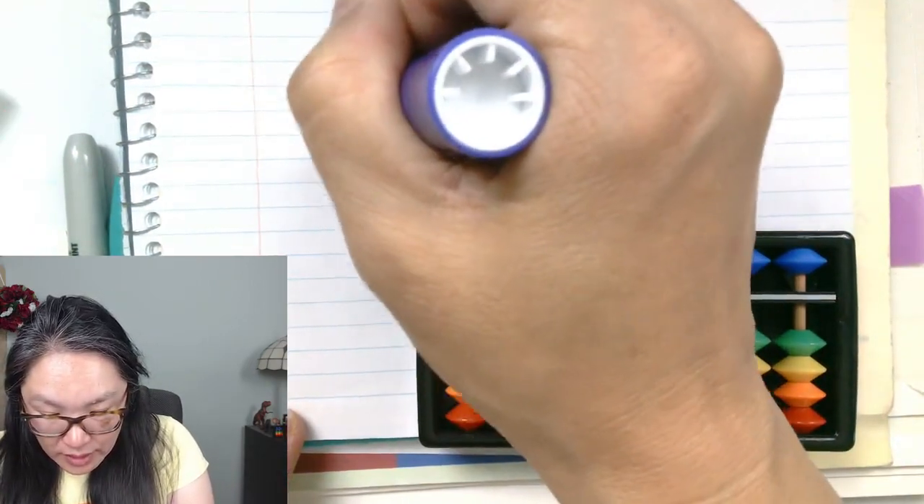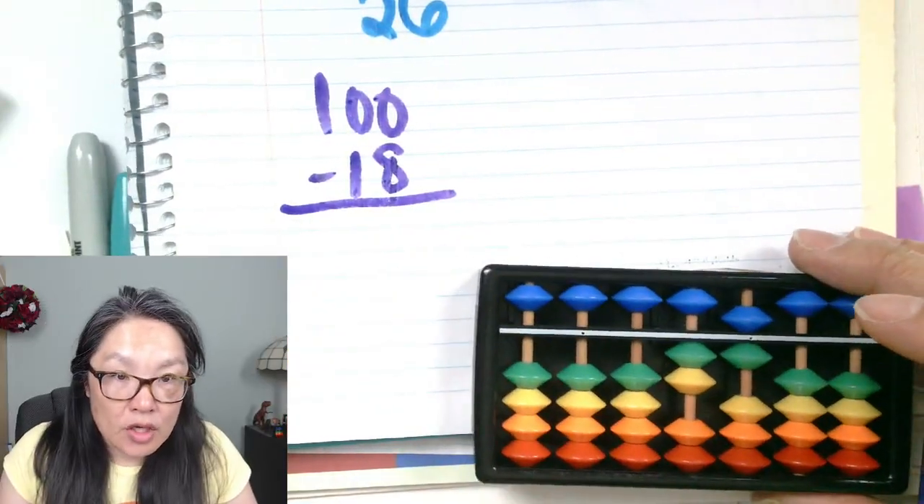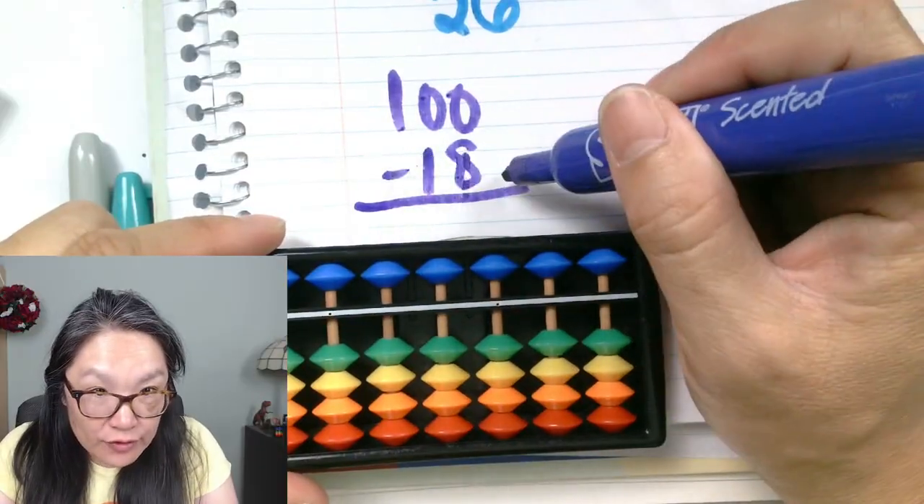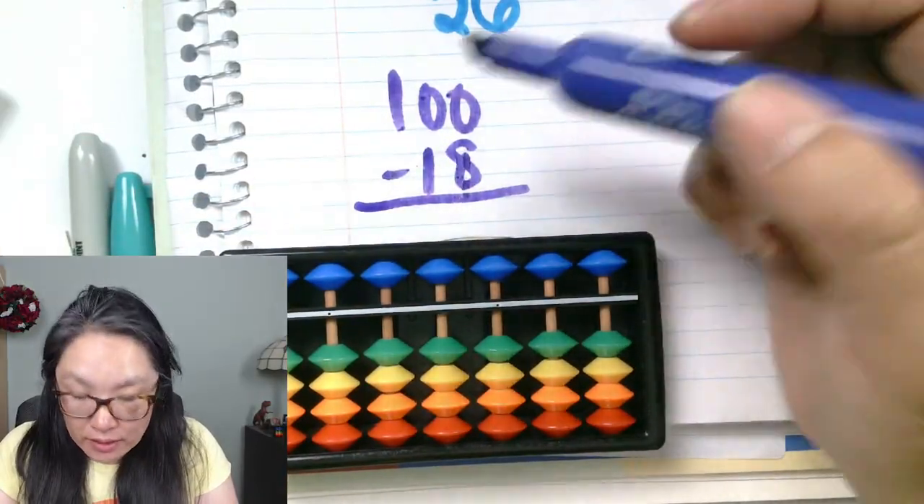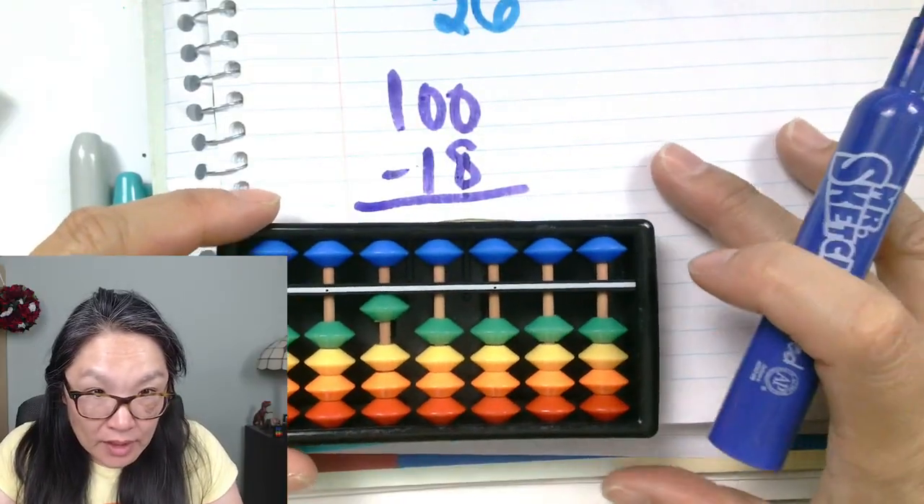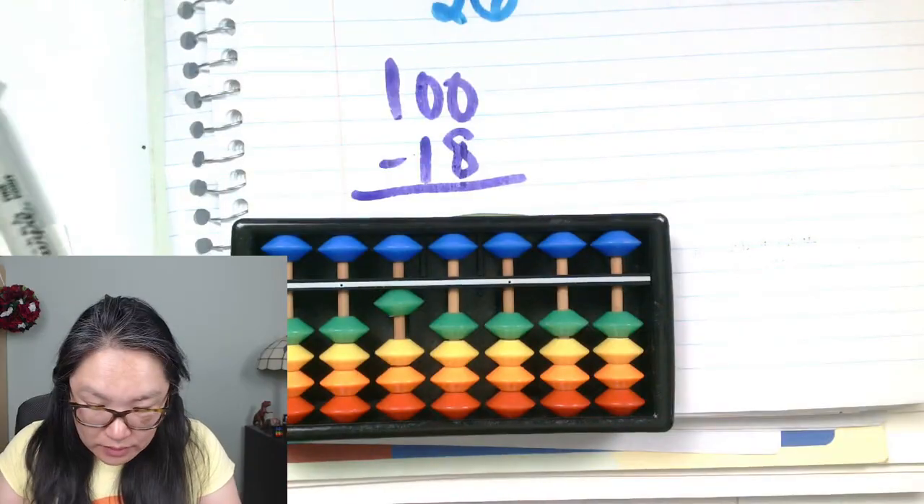the question is 100 minus 18. So the first thing we're going to do, and I like it because we actually go from left to right, just like how we read, left to right. So we're going to do 100, and I'm going to take away the 1. That's the first one I'm going to do.